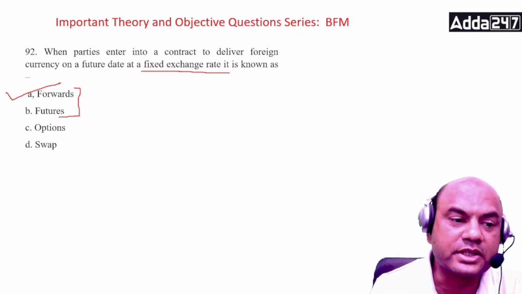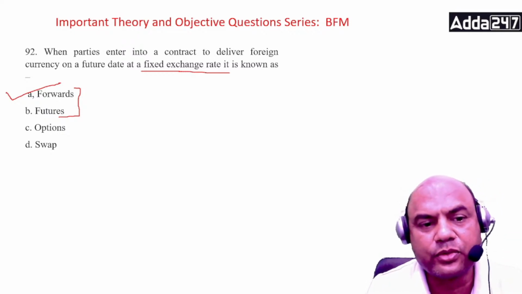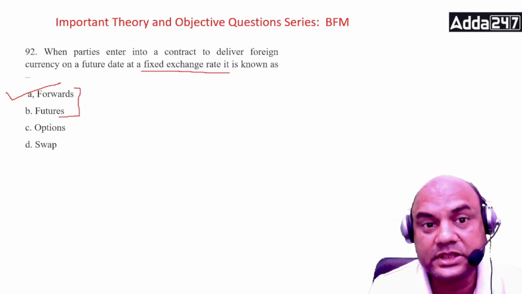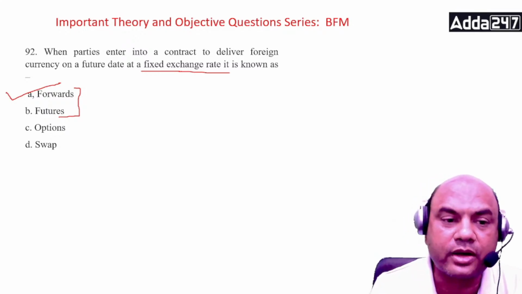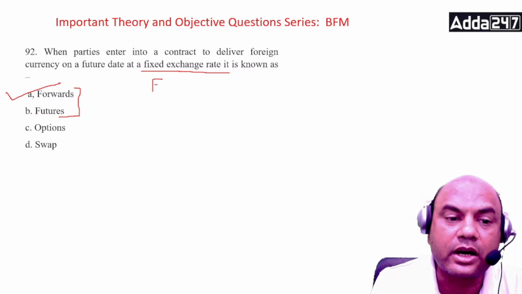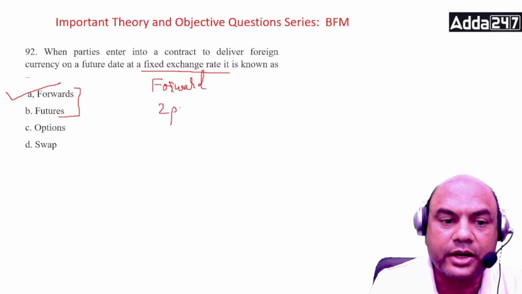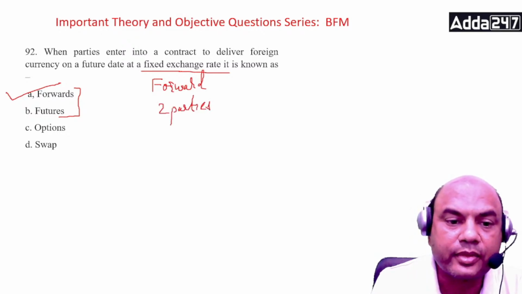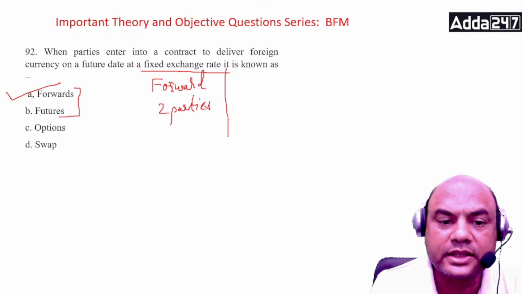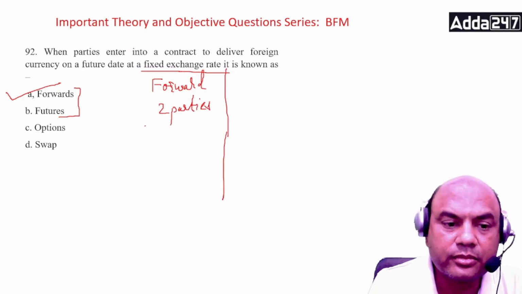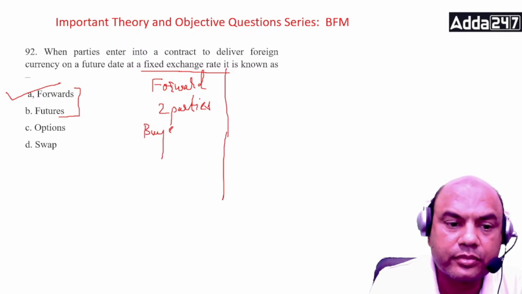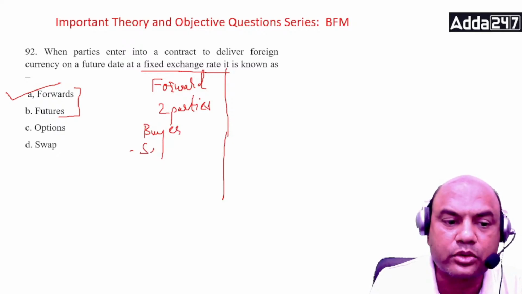See here, what are futures? Remember one thing, future and forward are similar, I won't say same. The only difference is, in forward there are two parties. Two parties means a buyer and a seller. These are the two parties.